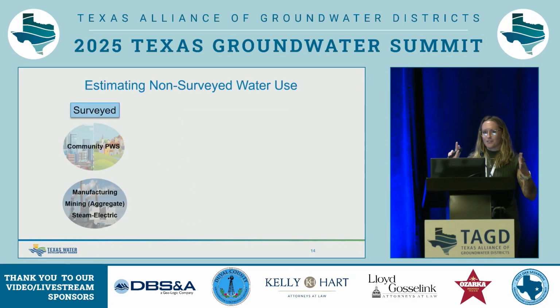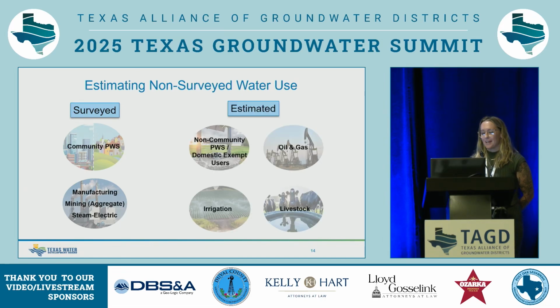So that was all of our surveyed portion of how we develop our water use estimates. But as I mentioned before, we have a lot that we need to estimate for. So those are what I listed before, that we don't survey: the non-community PWS or domestic exempt users. We don't survey oil and gas or irrigation or livestock. So we have to estimate all of these categories to create our water use summary estimates.